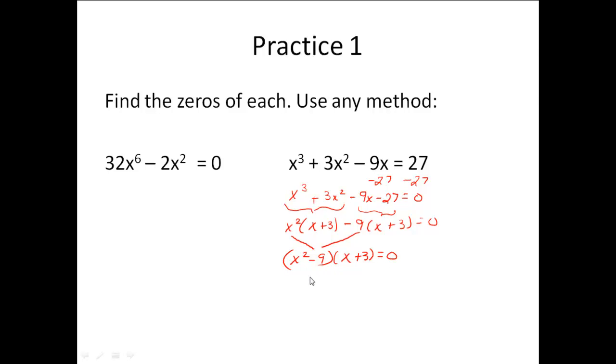Now this x squared minus 9, hopefully you notice, is a difference of 2 squares. So I'm going to have x plus 3, x minus 3, and then bring down my x plus 3 again.